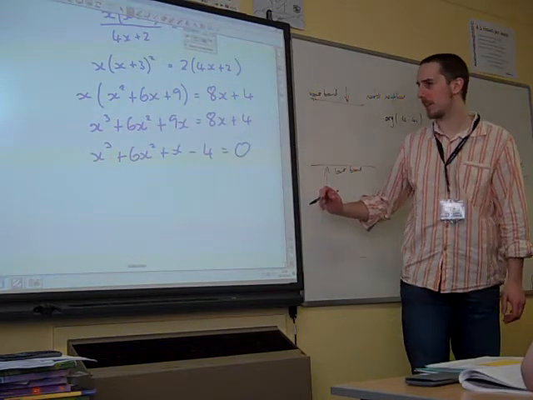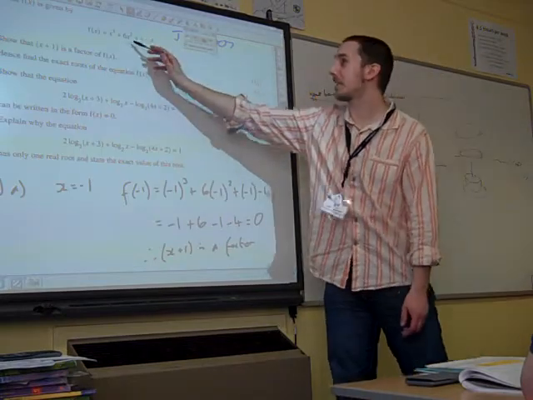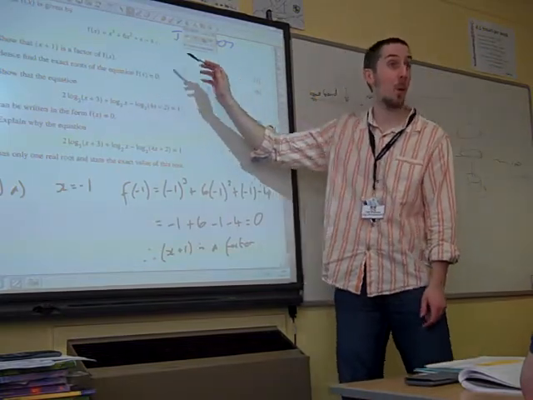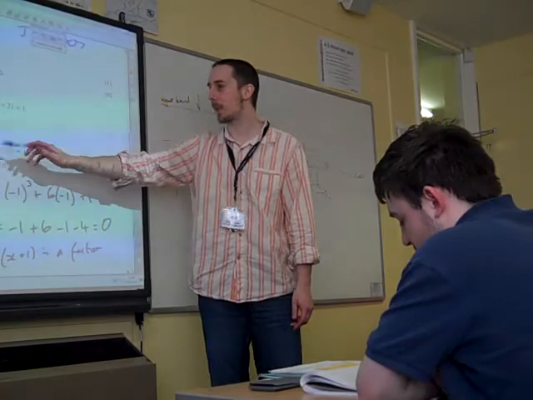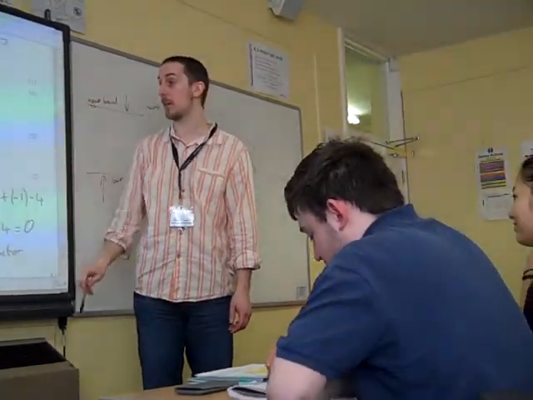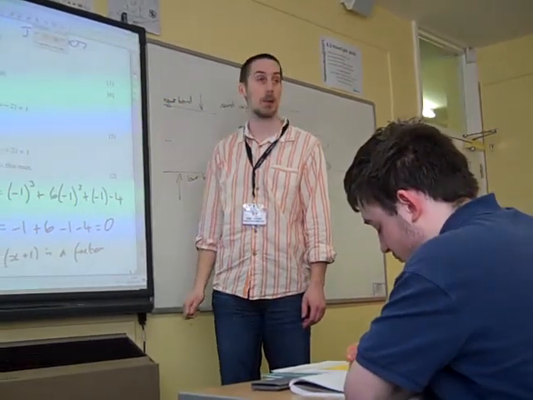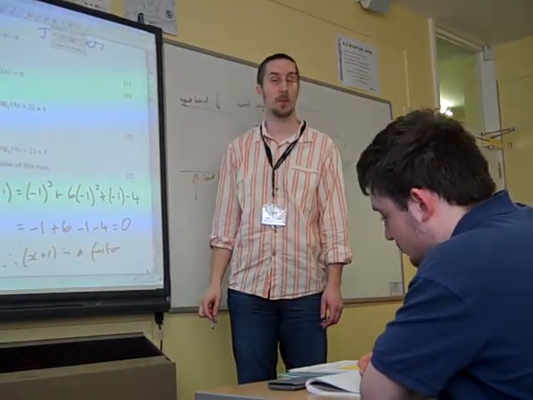Was that what we were supposed to get? x cubed plus 6x squared plus x minus 4. Is that right? x cubed plus 6x squared plus x minus 4. Wow, we are good. Right, now that's done that bit. Explain why this equation has only one real root and state the exact value of this root.